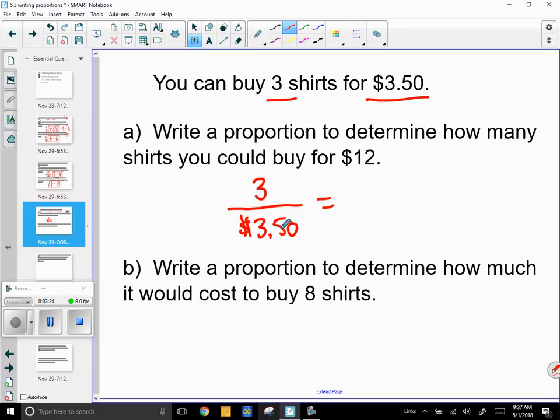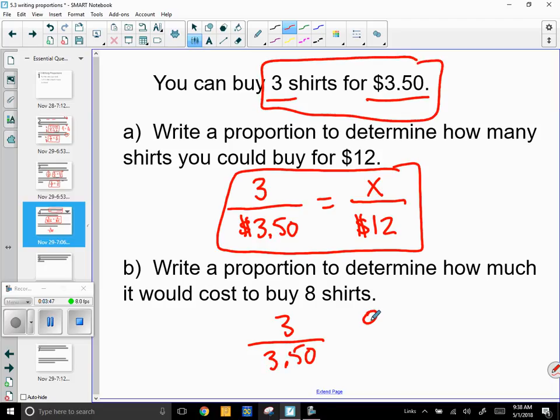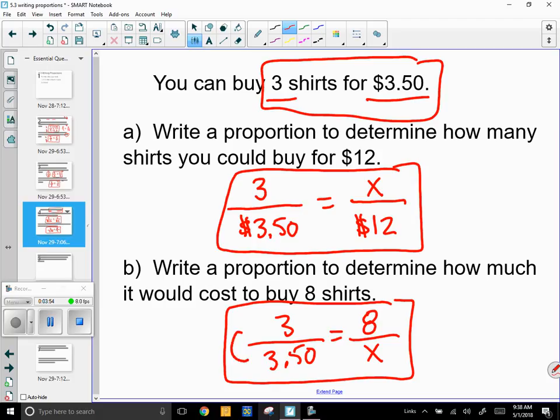3 shirts for $3.50. Write a proportion of how many shirts you could buy for $12. Well, yeah, you guessed it. 12 was going to go downstairs because I have money downstairs. That's it. Write a proportion to determine how much money it would cost to buy 8 shirts. So I'm going to use 3 and $3.50 again. You always go back to your known data about the problem. 8 shirts for an unknown amount of money. There's your proportion for that one. And again, both these could be flipped and it would still work. All right.